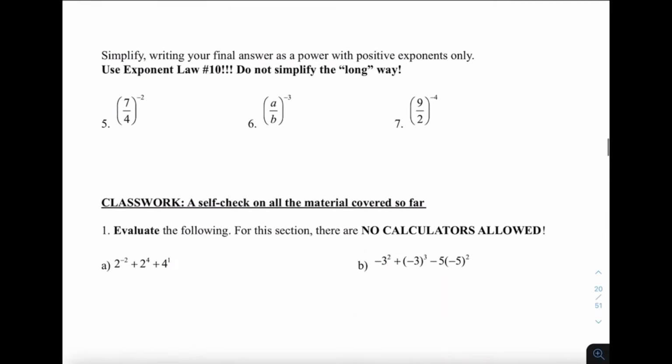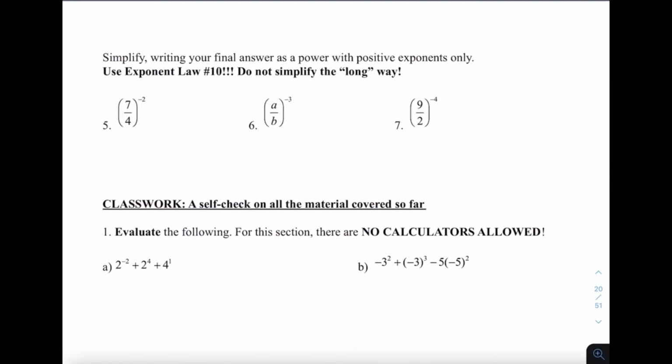So really easily, we're not going to simplify the long way that we did to find the pattern. All we're going to do here is we're going to flip the numerator and denominator while at the same time making the exponent positive. This becomes 4 squared over 7 squared. And if we want, we can evaluate it.